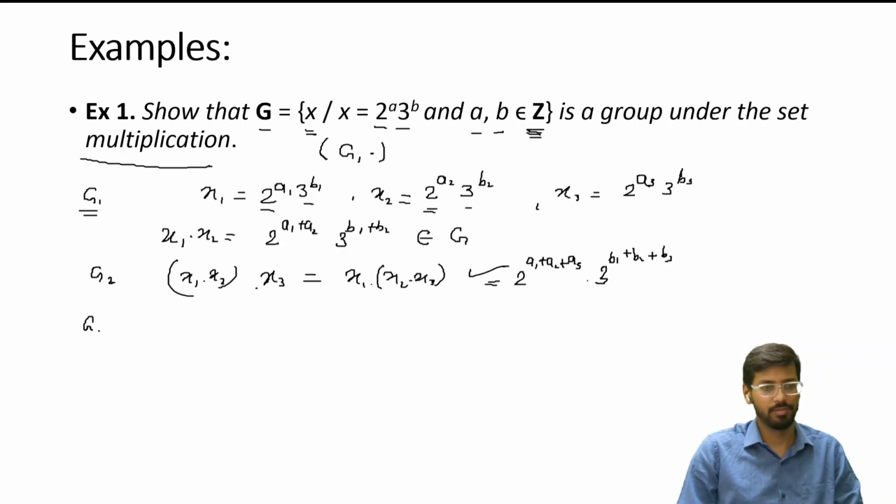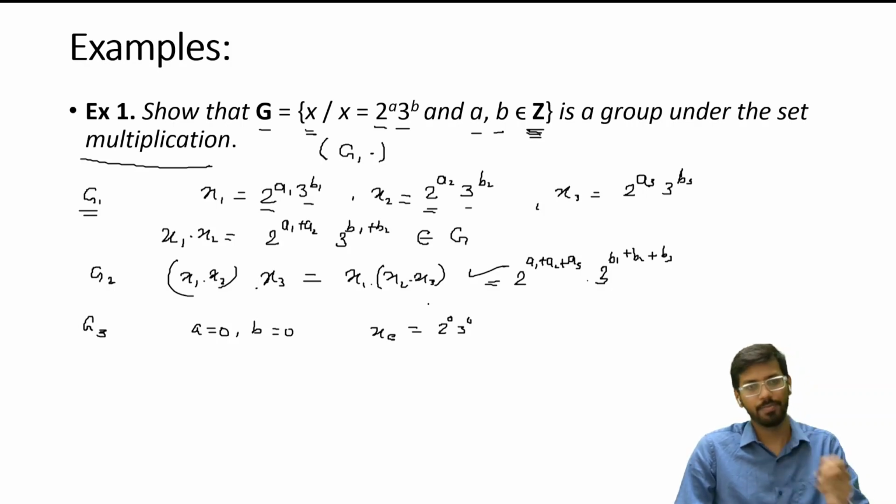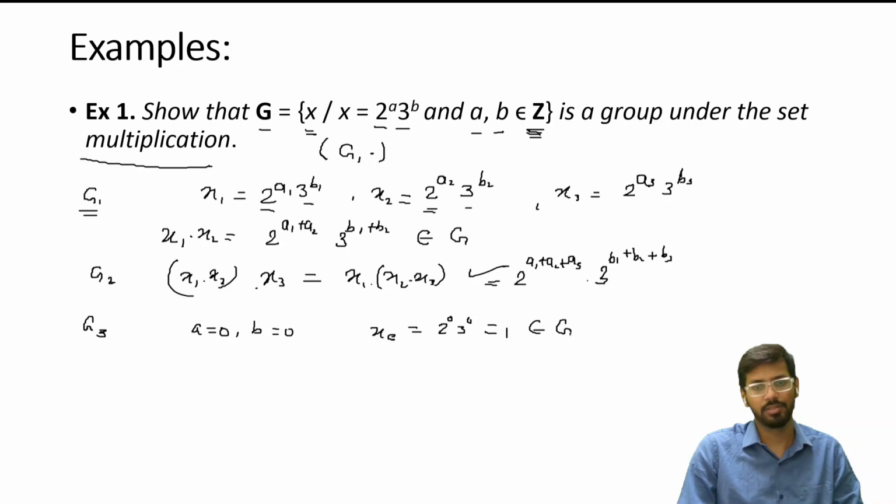Now the third property, G3, we have to check the identity element, and we know that in the multiplication operation the identity element is 1. So take a = 0 and b = 0. Then the identity element e will be equal to 2^0 3^0, because 0 belongs to the integers. So this also belongs to the same set, and that is equal to 1, which belongs to group G.